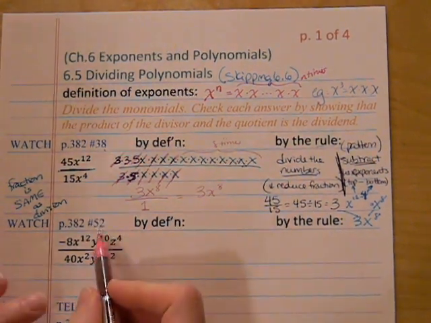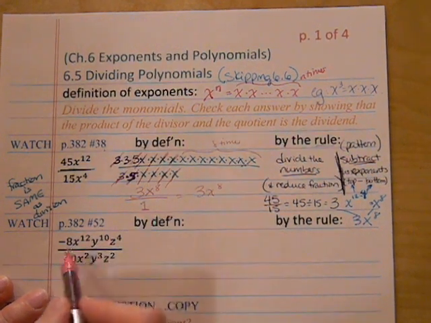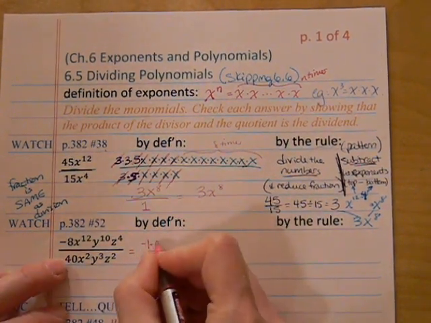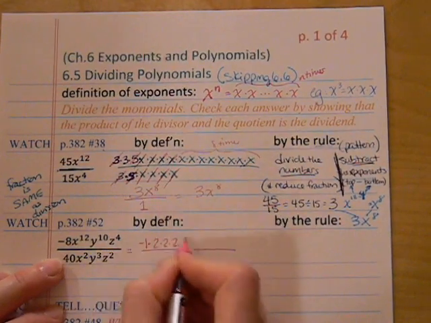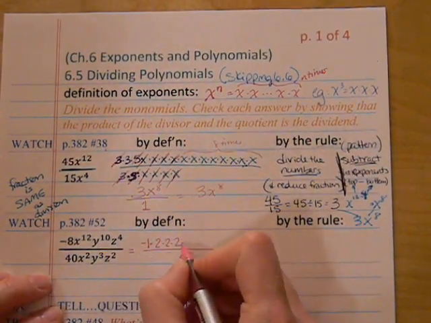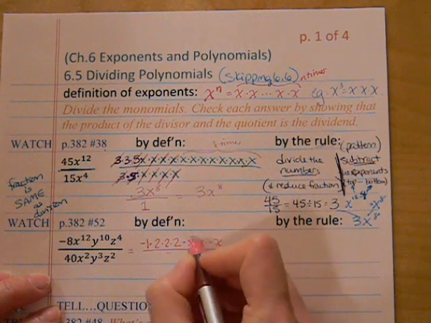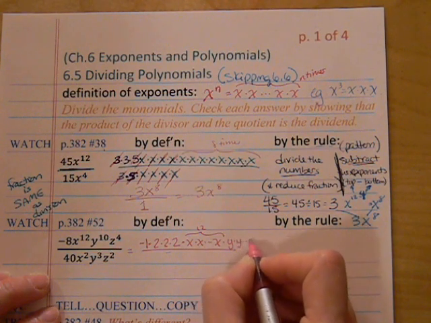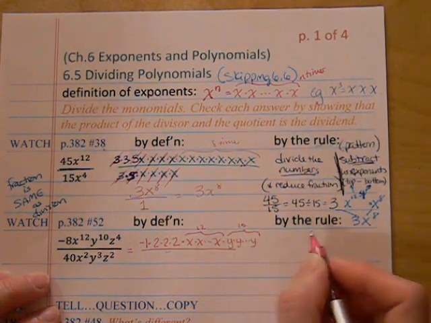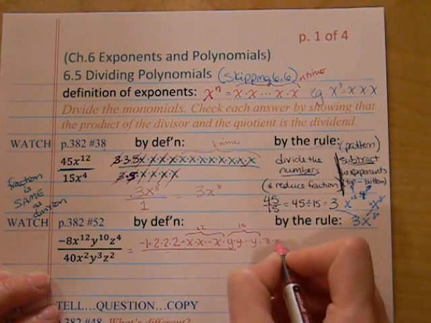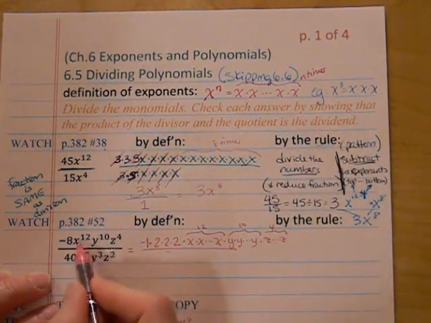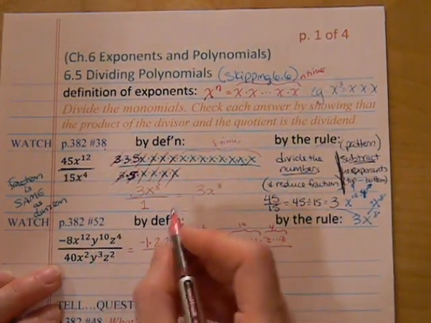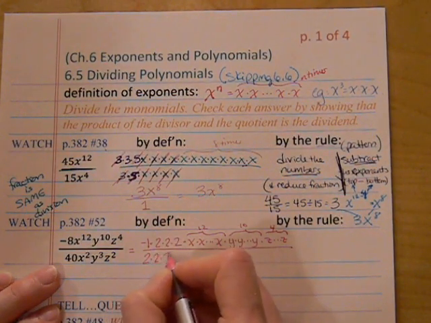Okay, so back to number 52 here. By definition, the negative 8 can be written as a negative 1 times 2 times 2 times 2. That's the prime factorization of negative 8. The x to the 12th, there'd be 12 of these x's written out here. You'd have y to the 10th, so there'd be 10 of the y's, and then you'd have z, there'd be 4 of the z's. X to the 12th, y to the 10th, z to the 4th. And then underneath you'd have 40, which in prime factorization is 2 times 2 times 2 times 5.